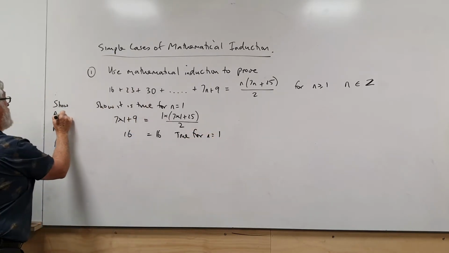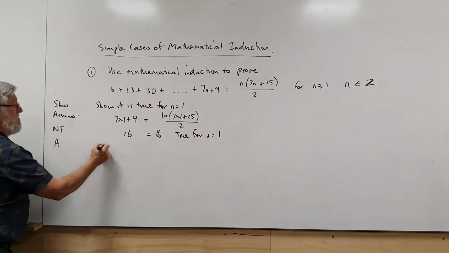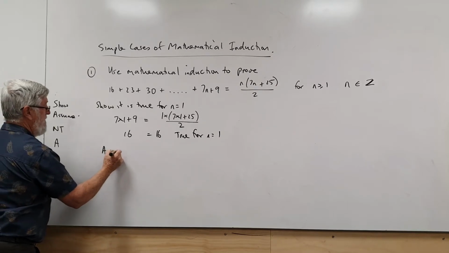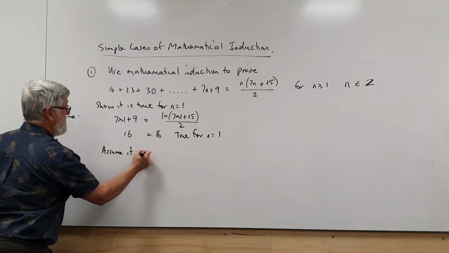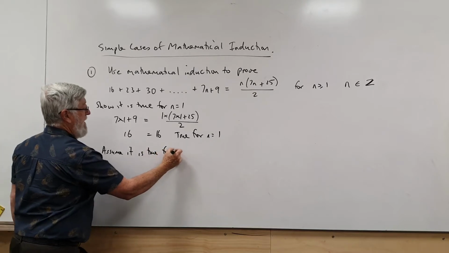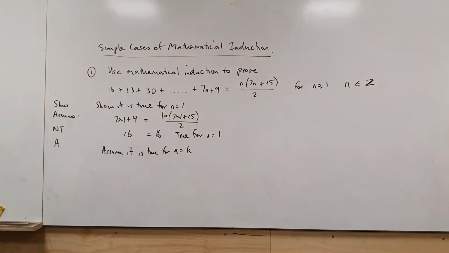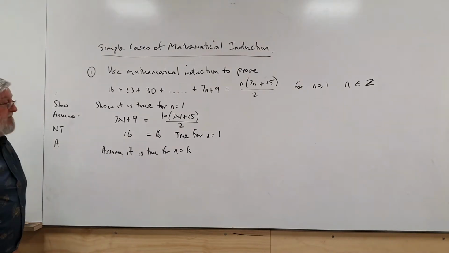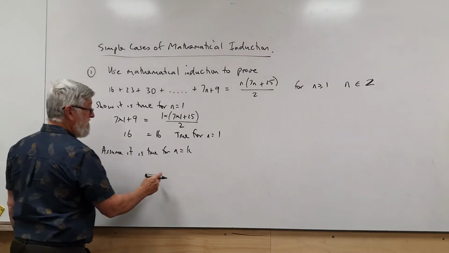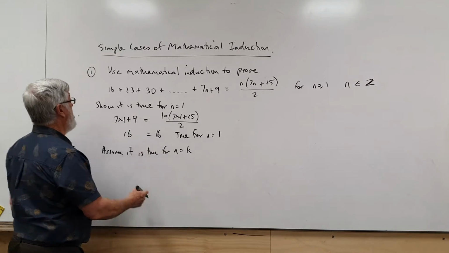Next step, assume. So what do we assume? Assume, if I was fussy, it is true for n equals k. Why do people use k? Because everyone does. I don't know. I'm mentioning to research it, see if you can find out why people went to the letter k.